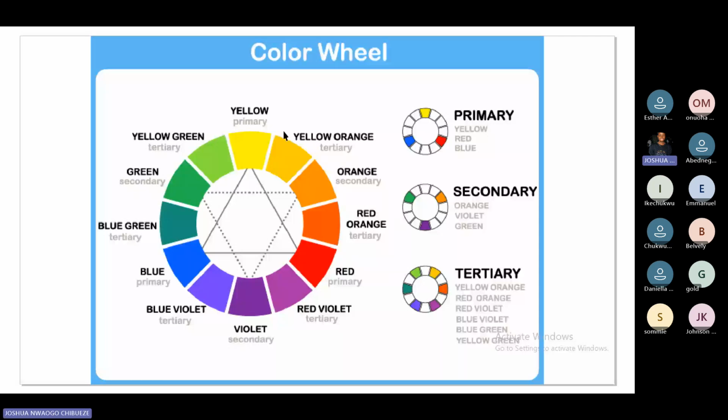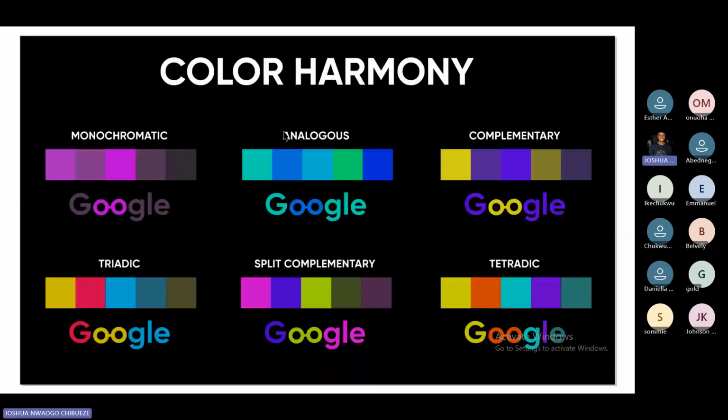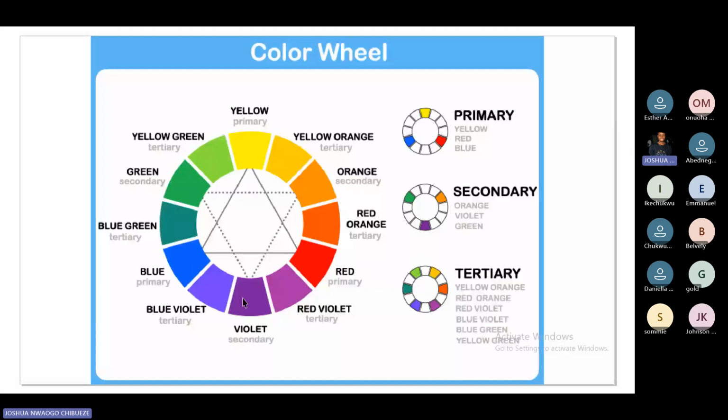Then we now have tetradic, which is two pairs of complementary colors, right? So we are going to complement two colors at the same time, which is one and two. So if you are using yellow and violet, blue green, and red orange on that design.